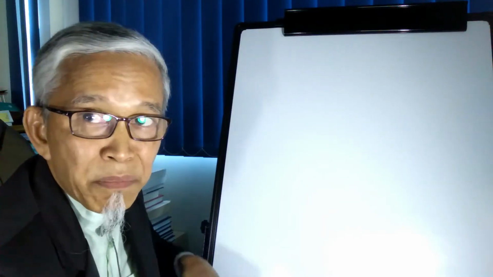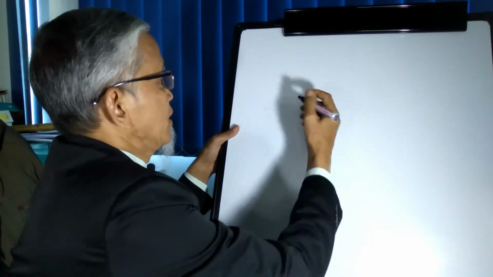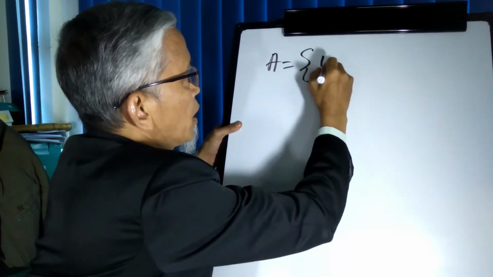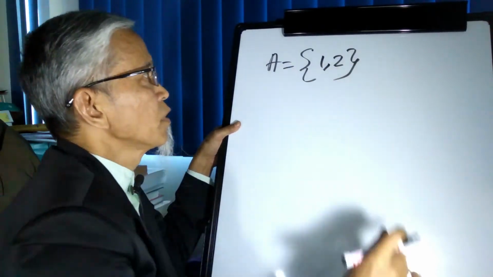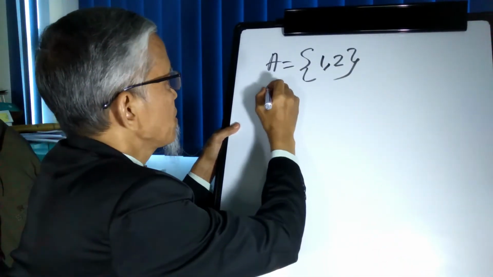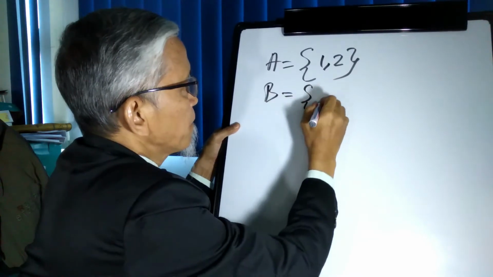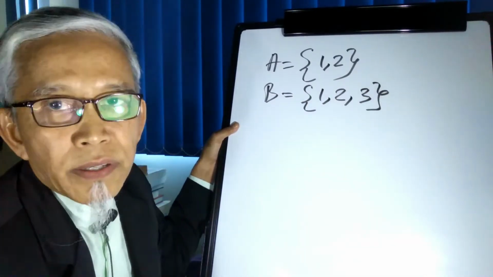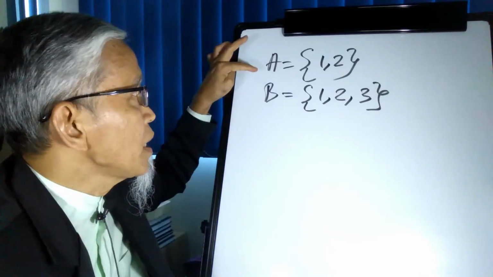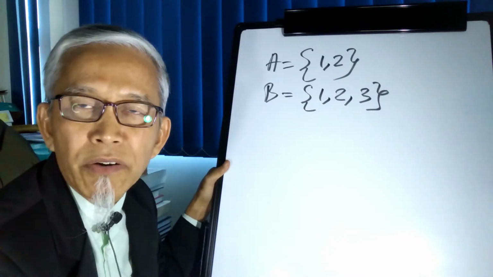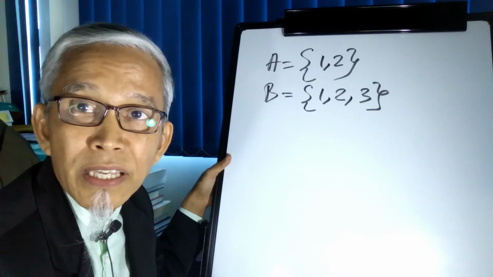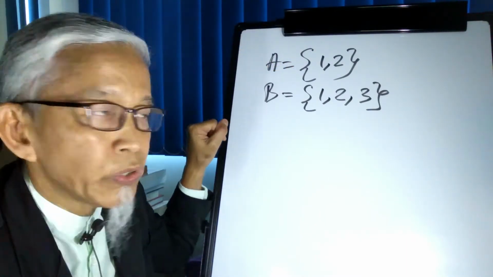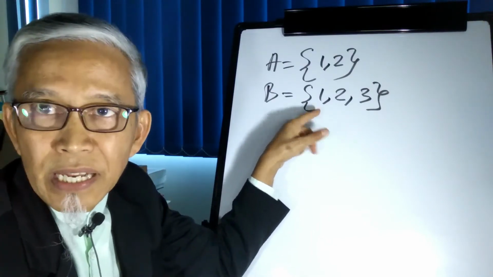Now, let's look at this example here. Suppose that we are given set A equal to 1 and 2, and also we are given set B with 3 elements, that is 1, 2 and 3. Now we want to decide whether A is a subset of B. According to the definition, what we have to do is we have to check all elements in A whether it's also appear in set B.